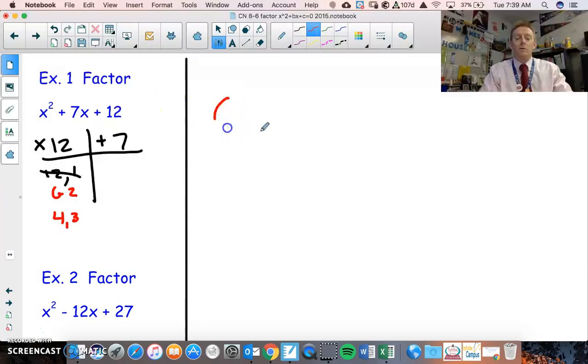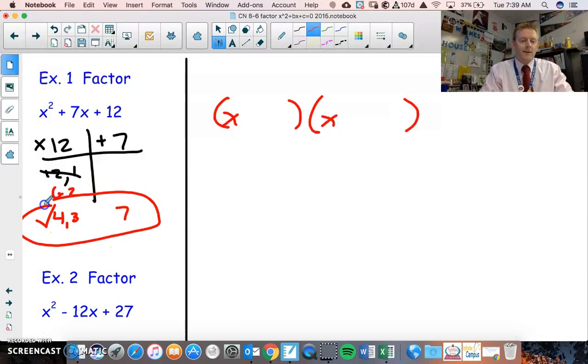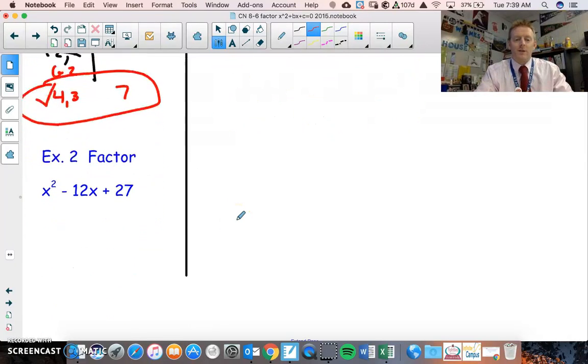So our factored answer, to make the x squared, we have to have x in the front, but this 4 and 3 does make our 7. So we're going to have a positive 4 and a positive 3 at the end, because if we were to go through and FOIL this, we end up with this answer. So these are the easier types of problems. So let's check out the next one.